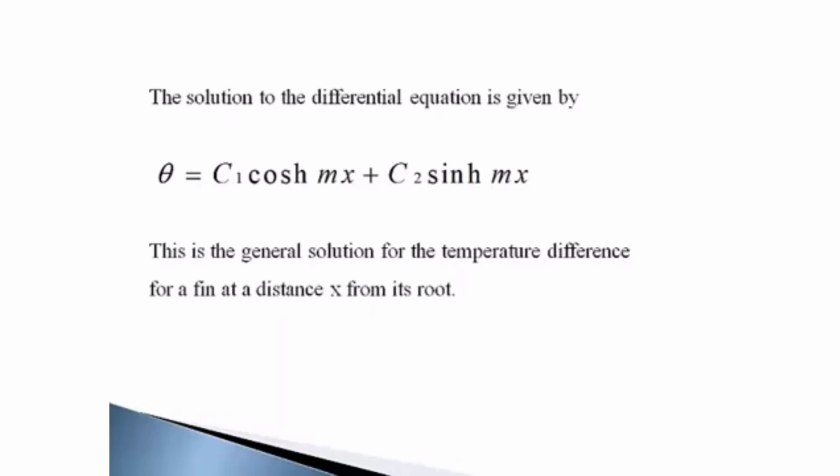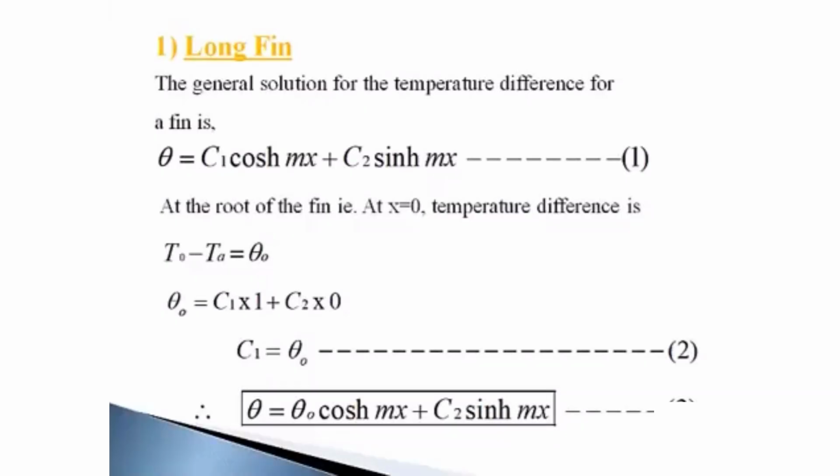And another type of fin is the fin with negligible heat transfer from the end, or where we consider the end as insulated. So these are the three different types of fins we are going to discuss. We will start with the first kind, that is a long fin.